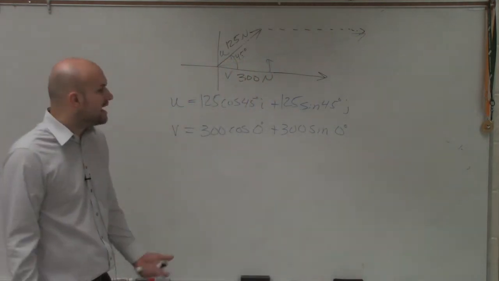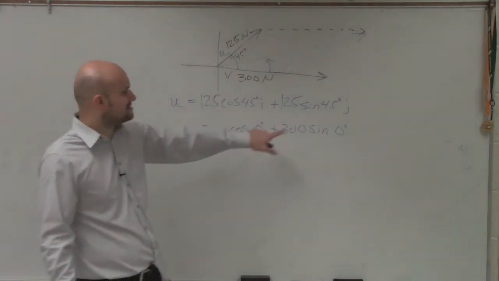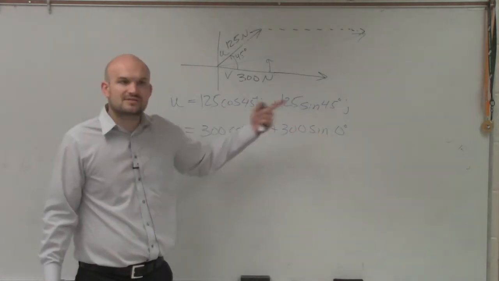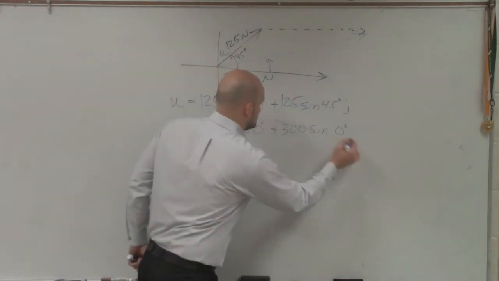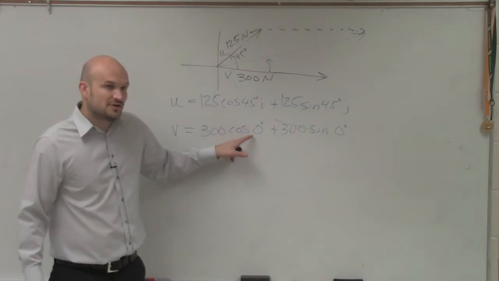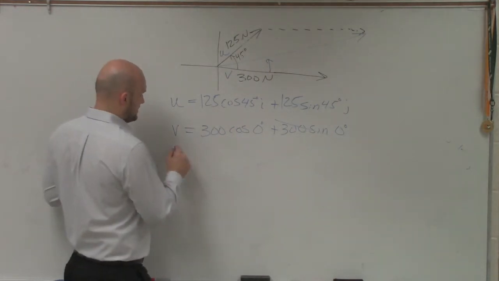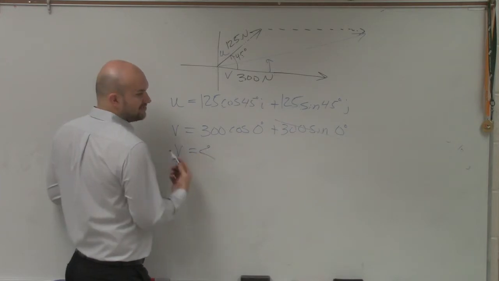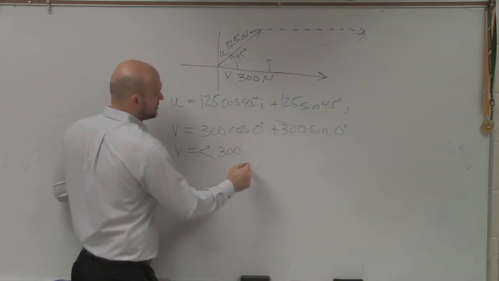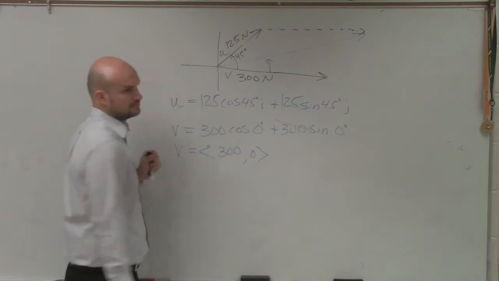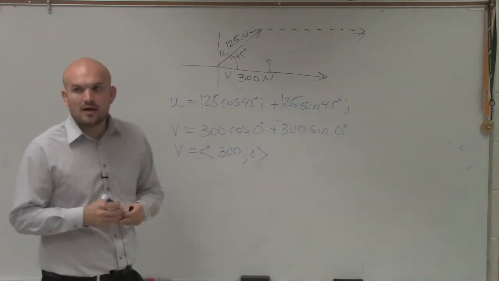All right? Now, what's nice about 0 is sine of 0 is 0. 0 times 300 is 0. Cosine of 0 degrees is 1. 1 times 300 is 300. So we can say that v, I'll write it in component form now, is 300, 0. Right? That one was pretty simple.